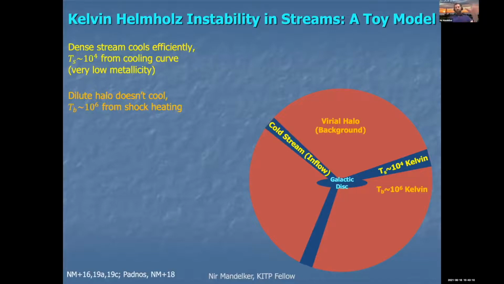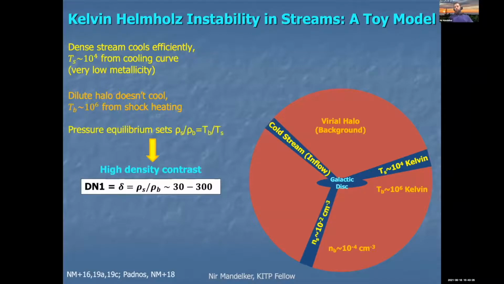So to set up the toy problem, you have a hot halo, which is a temperature comparable to the virial temperature. Let's assume it's a few million degrees Kelvin, and a cold stream accreting toward the central galactic disk, which has a temperature of a few times 10^4 Kelvin. If you assume that the stream and the halo are in approximate pressure equilibrium, that implies a density contrast of order 100, or between 30 to 300 between the stream and the background.